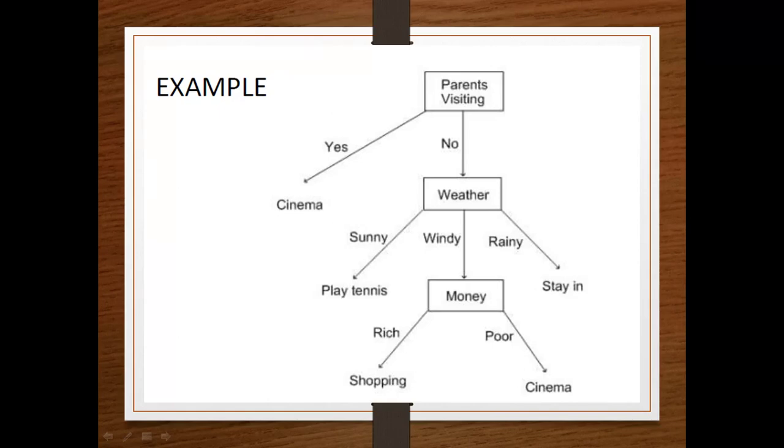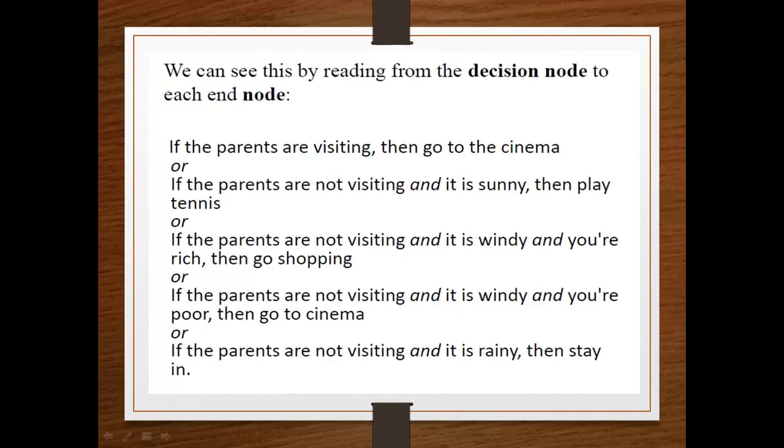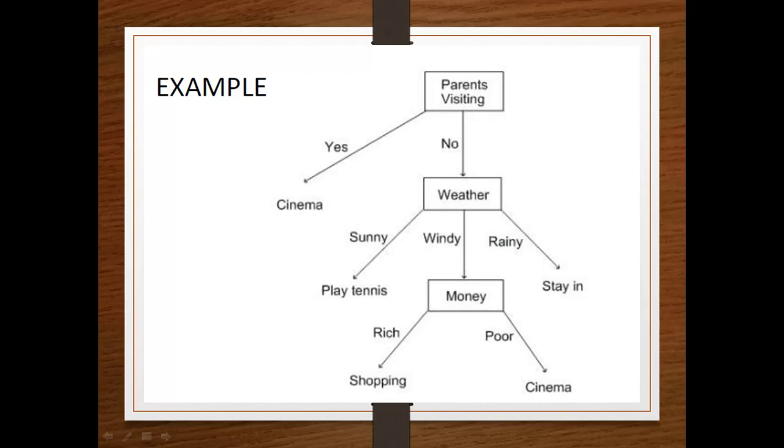So this is what a decision tree is. If your parents are not visiting, then you have so many conditions to it. We can see this by reading the decision node, and if the parents are visiting, then go to the cinema, as I just told you. If parents are visiting, then go to cinema.